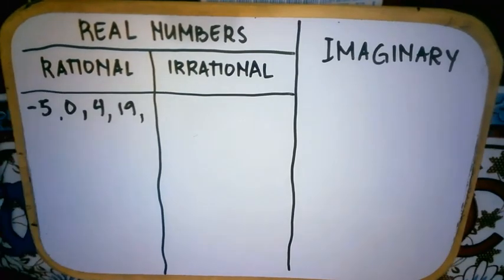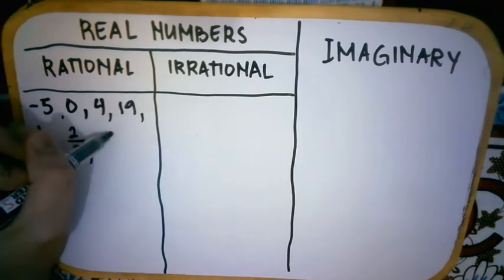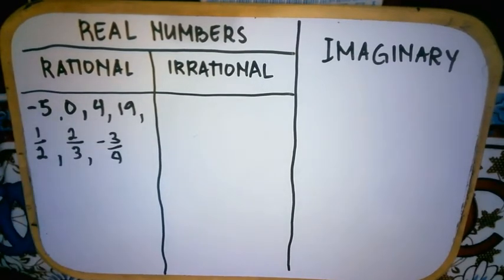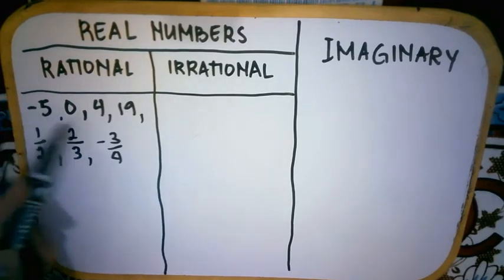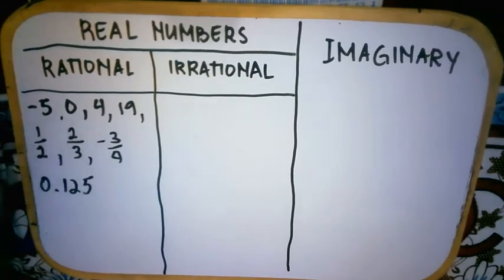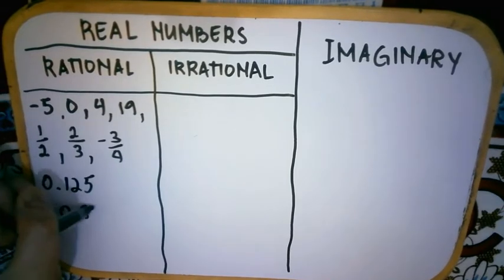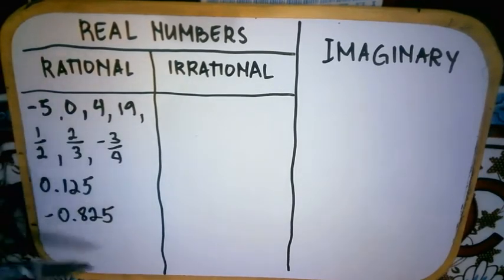Under rational numbers, we also have fractions like 1/2, 2/3. We can also have negative 3/4. So those are rational numbers as well. Decimals are part of rational numbers. Well, ang decimal naman, we can convert that to a fraction and a fraction can be converted to a decimal. So they are all part of rational numbers. Like for example, 0.125. We can put also negative 0.825. So those are the rational numbers.